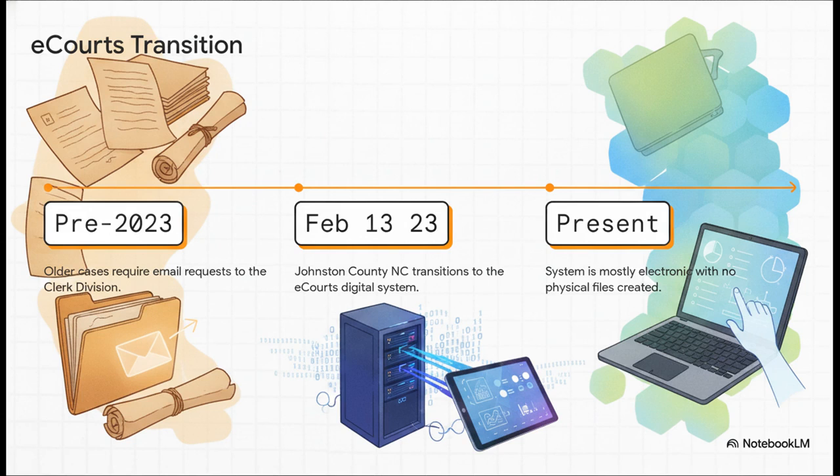Now, I need to pause here because there's a massive catch for North Carolina. Johnston County, NC, only transitioned to this digital e-court system on February 13th, 2023. That means anything filed before that date, it might not be online at all. If you need older records, you're going to have to do it the old-fashioned way and send a direct email request to the clerk's office.